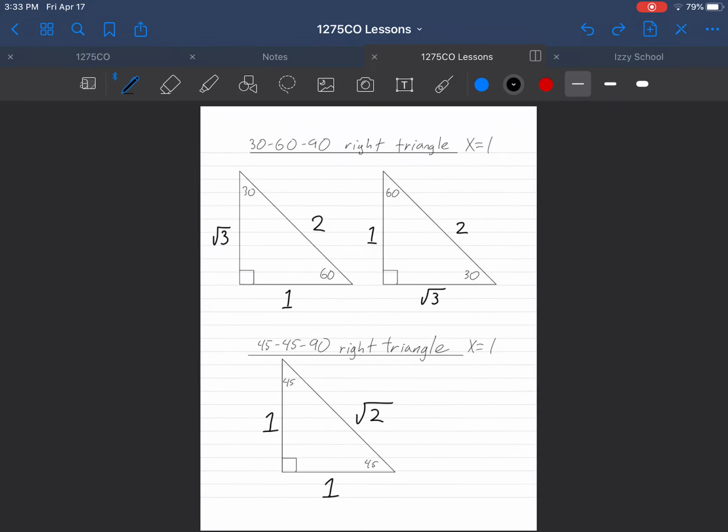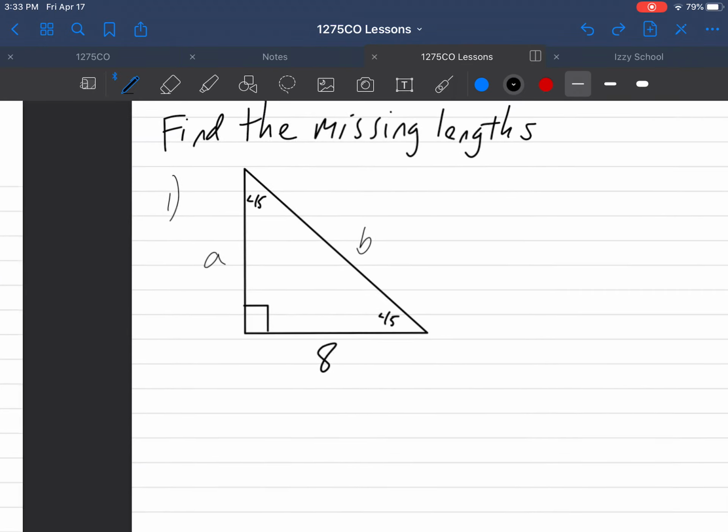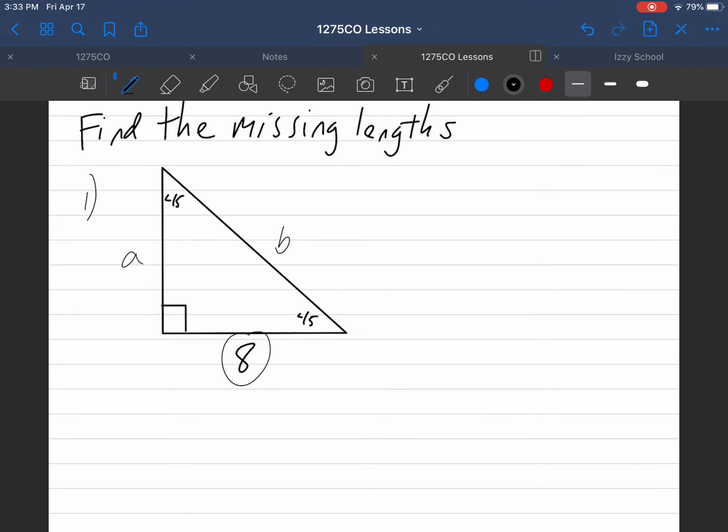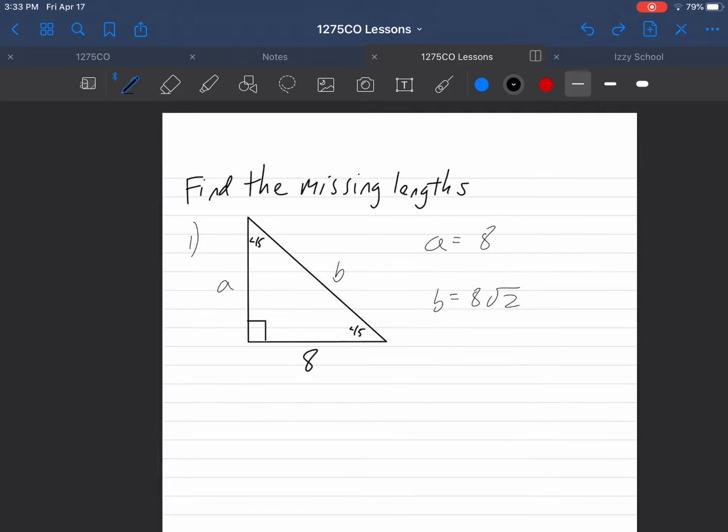All right, let's take a look at some examples, starting with the 45, 45, 90 right triangle. We know that this leg is equal to 8, and we're going to find the missing lengths A and B. Since this is a 45, 45, 90 right triangle, that means that A is equal to 8 because it's the same as this. B is going to be this 8 times radical 2 for a value of 8 radical 2. And that's all there is to it.